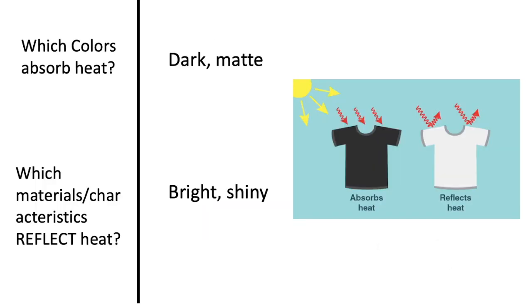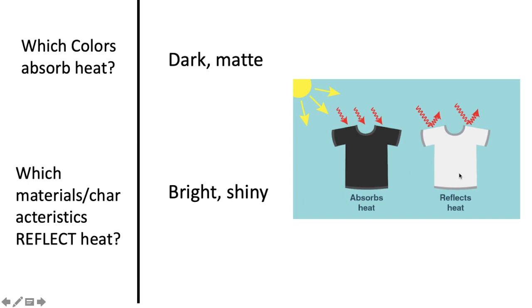Many of us have experienced this. Some of us might not have thought of it, but you do know this, that there are certain colors that can absorb heat, and there are certain colors and materials that will reflect heat. And those colors that absorb heat best are dark, matte materials. The characteristics of bright and shiny materials reflect heat more.